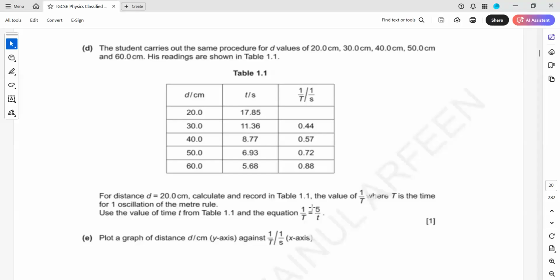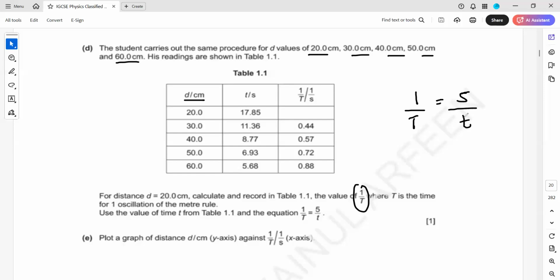So first thing we have to complete one of the columns, one of the rows here. The student carries out the same procedure for values of 20, 30, 40, 50, and 60, and his readings are shown in the table. Then record in table 1.1 the value of 1 over t, where t is the time for one oscillation of a meter rule. Use the value for t in table 1.1 and the equation that 1 over t equals 5 over small t.